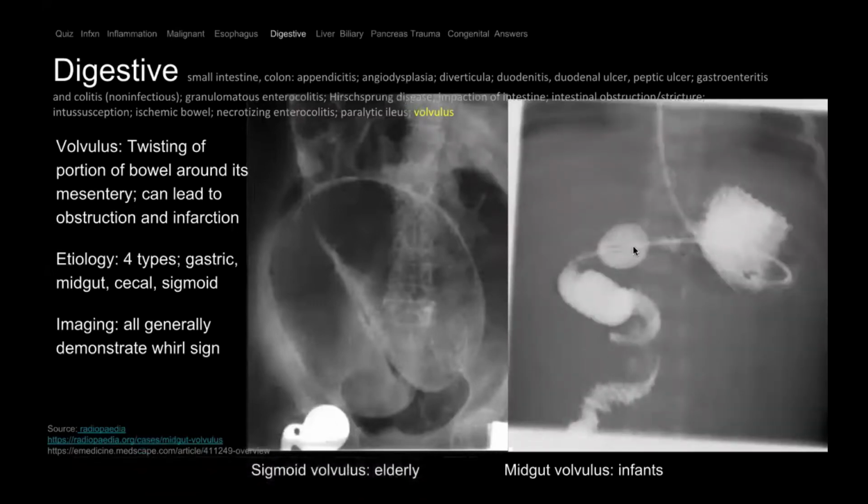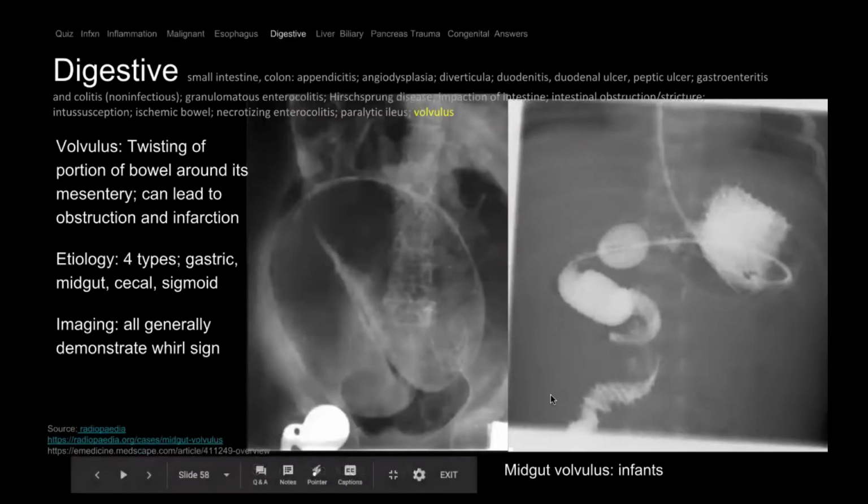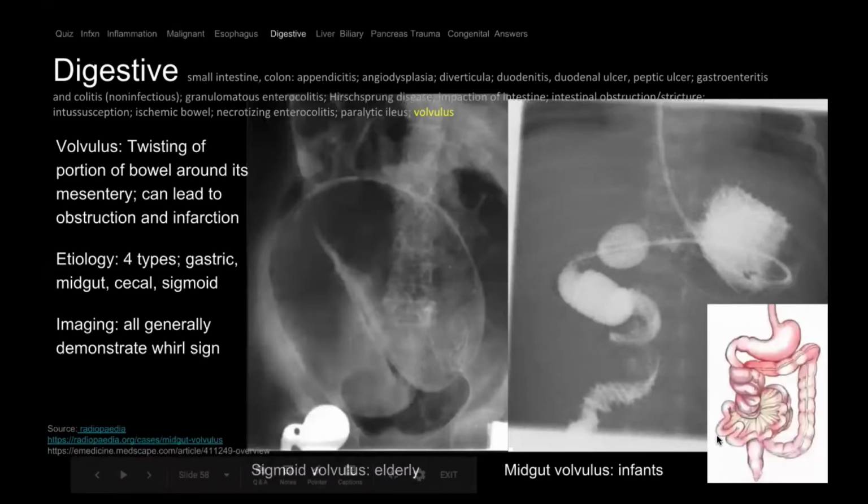So the stomach is here, the esophagus is here, this is the duodenum, and the gastroduodenal junction is here on the left side. But here, you see this twisting, and it stays put on the right side. So this is called malrotation. This is the cartoon version of it.